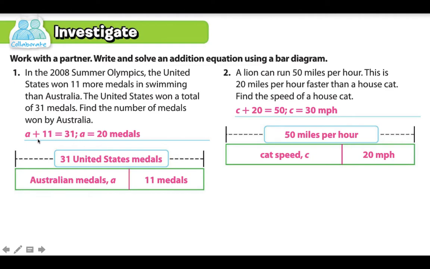Now, when we use a subtraction equation to solve, we would subtract 11 from 31, and that should give us a total of 20 medals. So the Australian medal count was 20 medals.